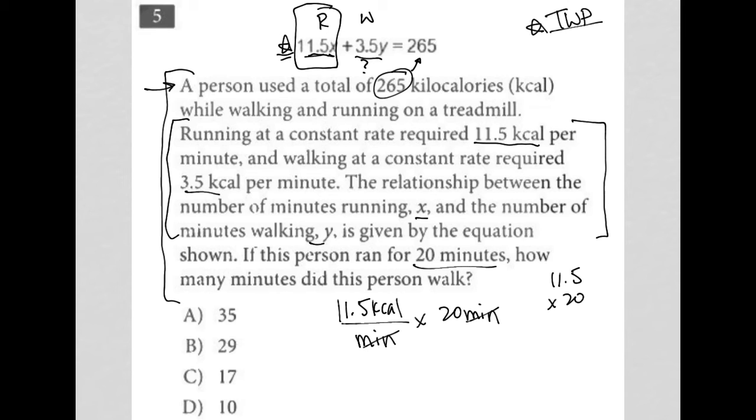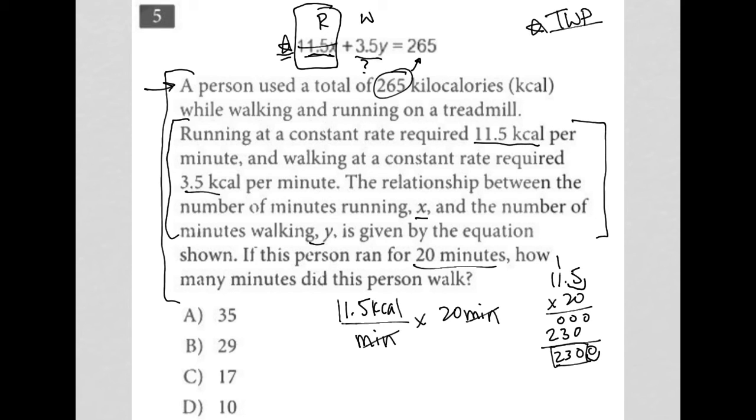11.5 times 20. Multiply 0 by all three digits up top. And then 2 by 5, which is 10. So carry the 1. 2 by 1 is 2, plus 1 is 3. 2 by 1 is 2. This ends up being 230. This decimal place moves this here once, so really the answer is 230, as I said. So that means that the running portion of this equation is 230.